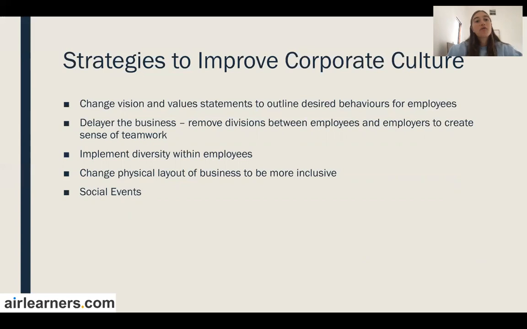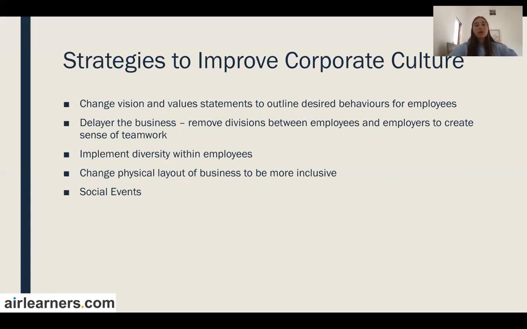Another way of improving corporate culture is removing any formal barriers between employees and employers so that employees don't feel like they're inferior to their managers and other employees in the business. Everyone's working as a team, everyone's seen as an equal and is able to put forward their ideas in the business.